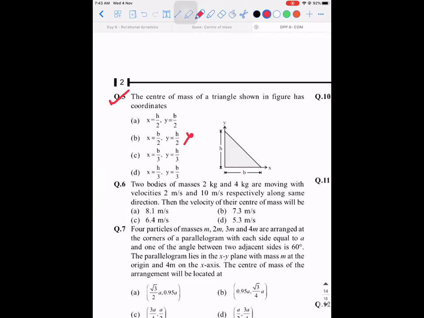How did you find it? Sir, I just did that integration. Oh, you took it, but here you can't do that integration directly. So you did it for x separately and y separately. Sir, you have to use area.